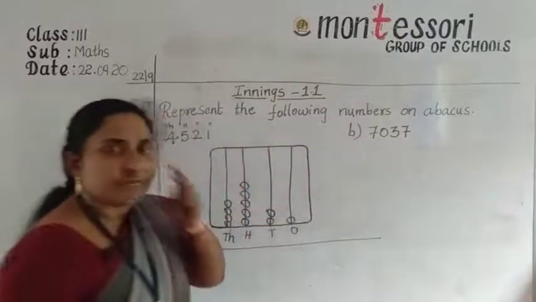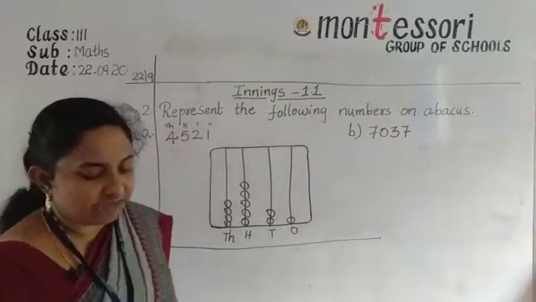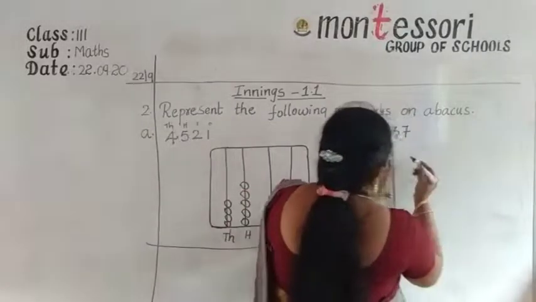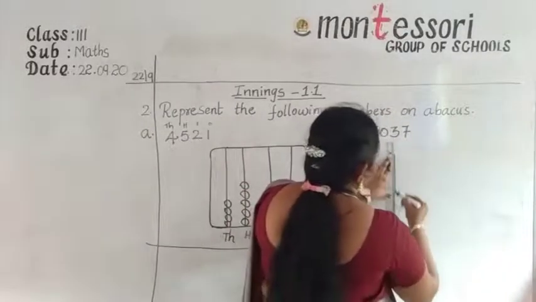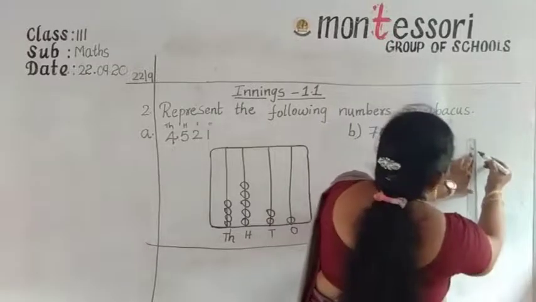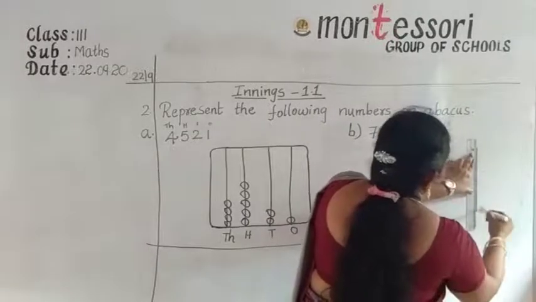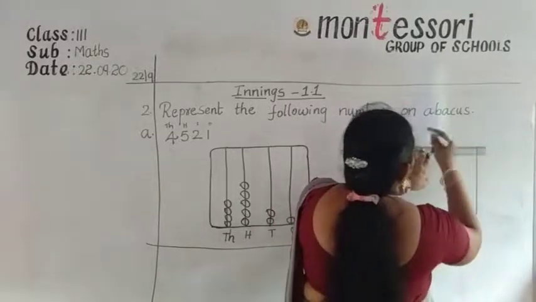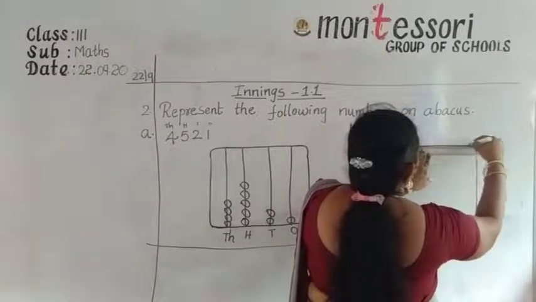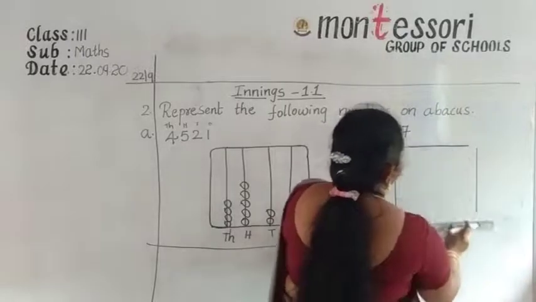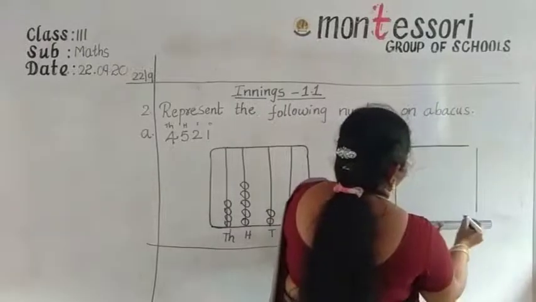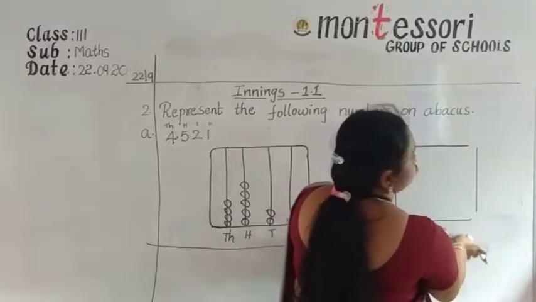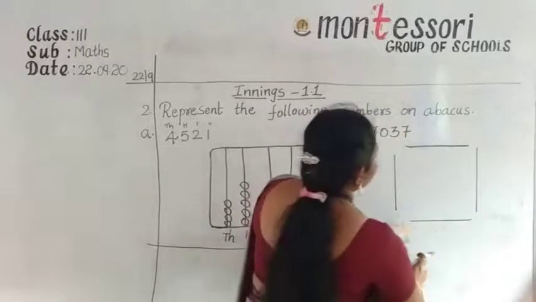So now the second bit, 7037. 7037. First, here I take a scale and draw the lines straight. Okay. Here also I draw the line, and join the lines. Okay.